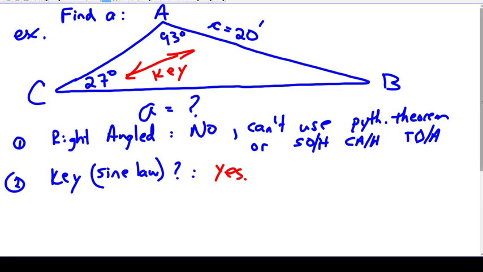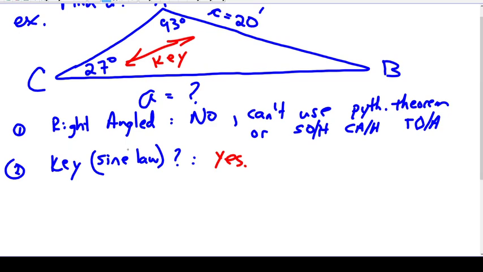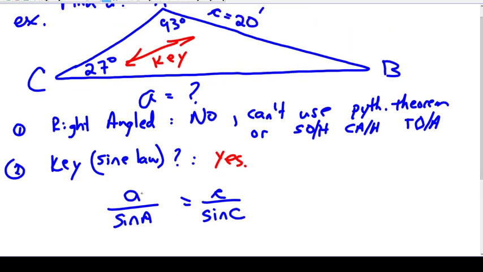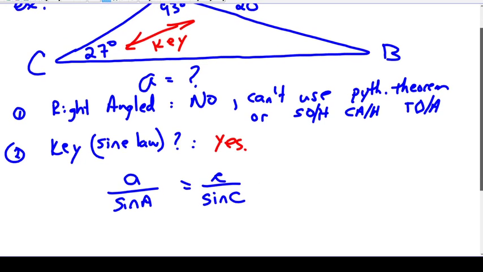So let's write out the sine law. So it'll be little a over sine of big A. And what's our key letters? Our key letters are C again in this case, so little c over sine C. So my unknown went in the top left, and my key values went in the second fraction.